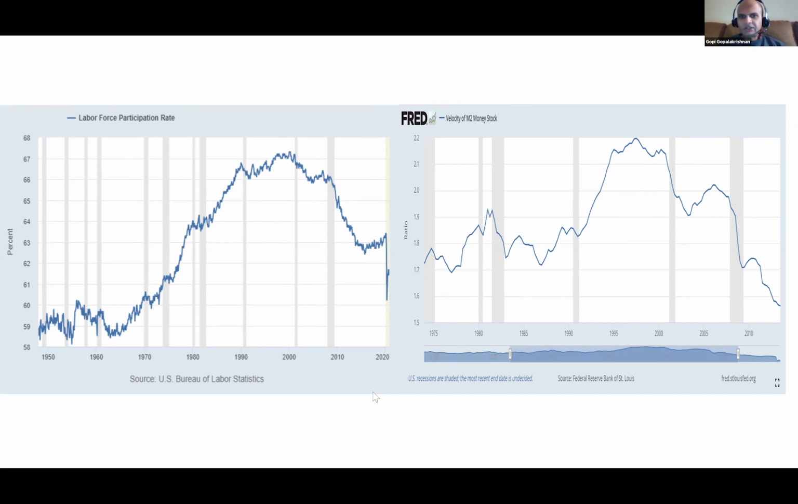So I was wondering if the reason velocity is important is because M2 only represents the volume.